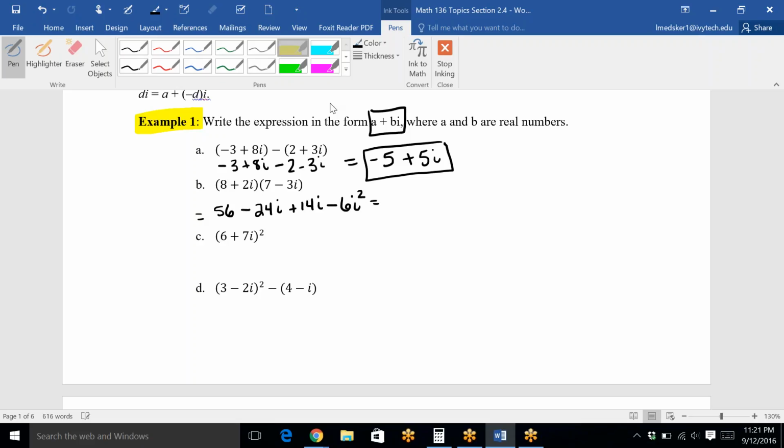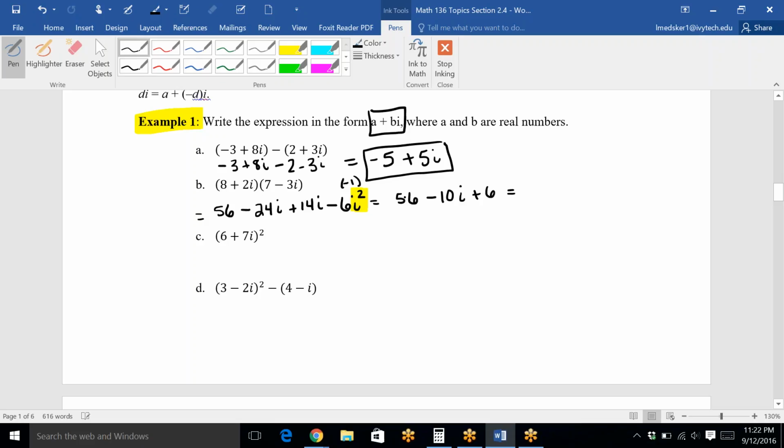Okay, let's talk about this for a minute. We have this guy who showed up. Anytime you have an i squared, that means it's really a negative 1. So if I rewrite this, this is 56. I can combine these two i terms in the middle. That would be negative 10i. And this is now negative 6 times negative 1. So that makes that positive 6.